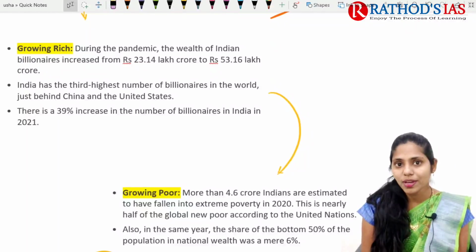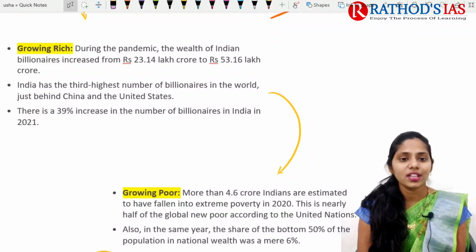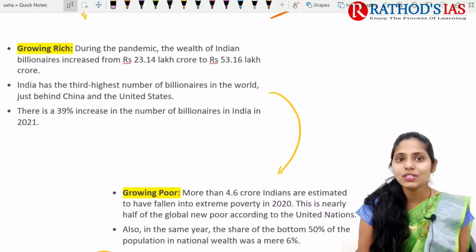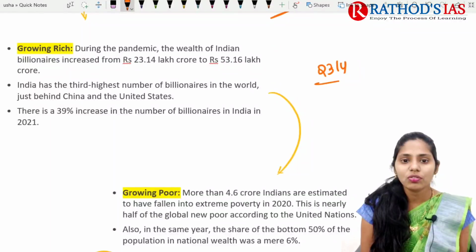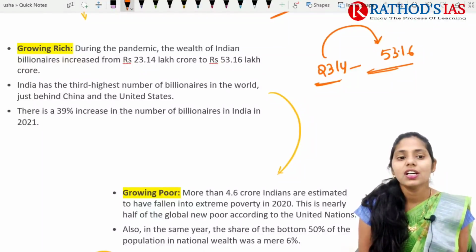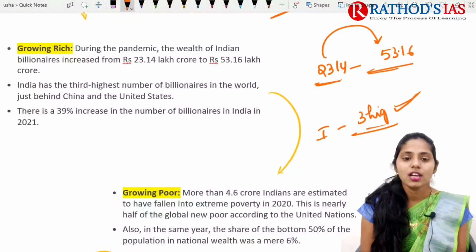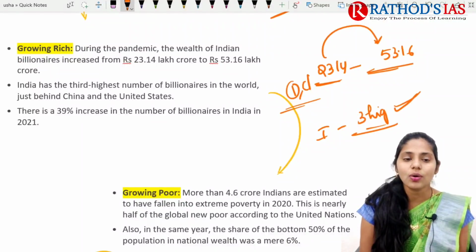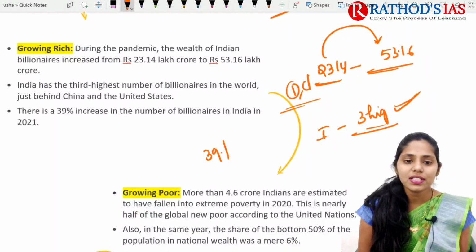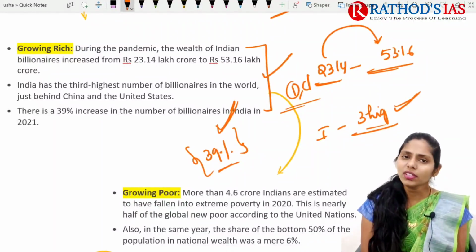And if you're talking about economic inequalities, especially in India, we can talk about the growing rich as well as the growing poor. If you're talking about the growing rich, during this pandemic the wealth of Indian billionaires increased from rupees 23.14 lakh crore to 53.16 lakh crore. There is an increase in the wealth of these rich people. India has the third highest number of billionaires in the world: first is the US, second is China, and third is now India. And there is a 39% increase in the number of billionaires in India in 2021 as well. So this is about the growing rich.